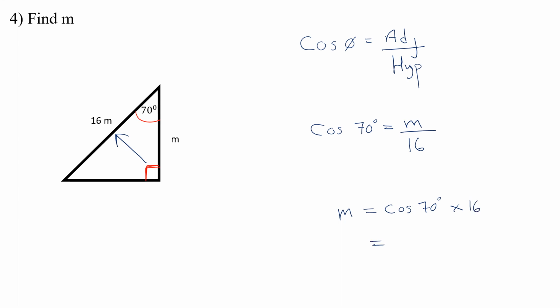And that gives us an answer of what? Let me look at my calculator. Cos of 70, I'm getting that, and then I multiply that by 16. And that gives me an approximate answer of 5 meters. So this m here is approximately 5 meters rounded off to the nearest whole number. I'm getting 5.4723, so that's approximately 5 meters.